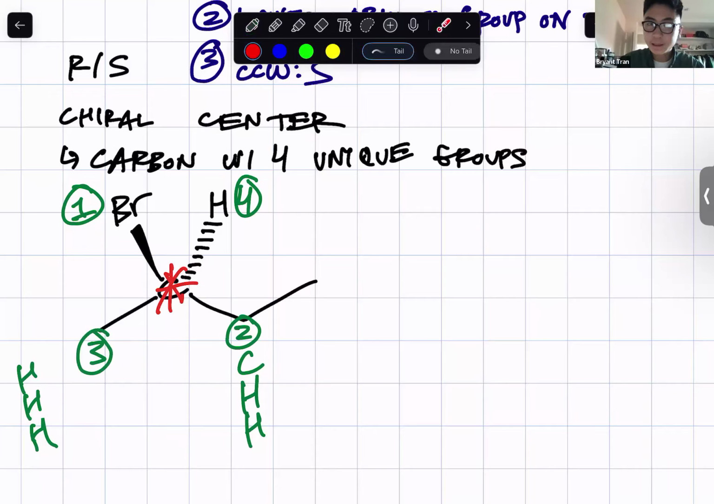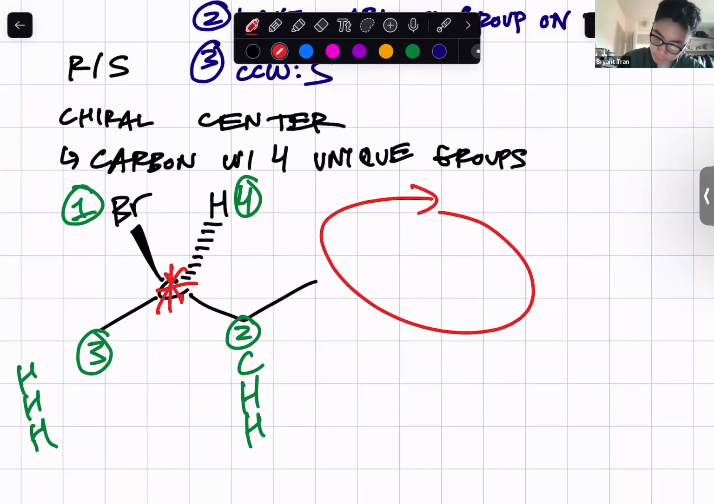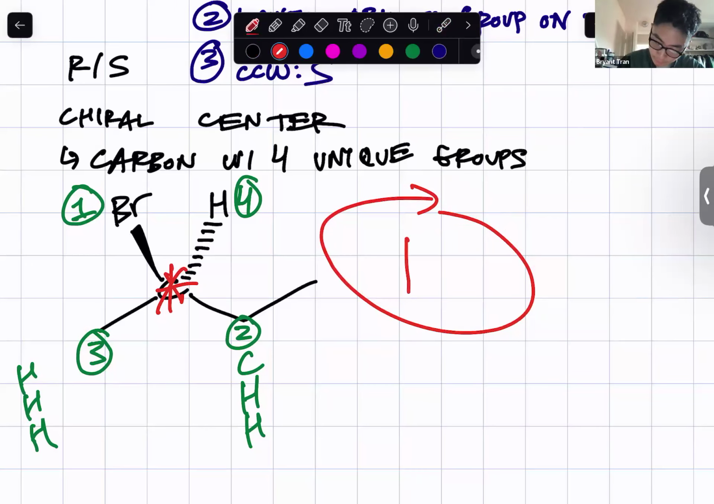Now we see our one, two, three, four functional groups, and we see that the lowest priority group here, hydrogen, is on the backside, the dash, so that's good. Now we can rotate one, two, three, or trace the direction this way, which is going clockwise. And if it's going clockwise, that is going to be an R configuration right there, like that, right?